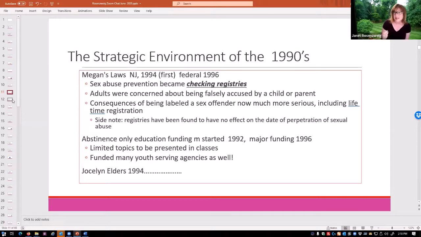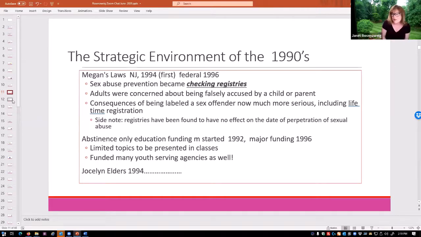Abstinence only sex education funding started in 92 with major money behind it in 96, and it limited the topics that people could talk about if you were accepting this federal money. And one thing that a lot of people don't remember about that is abstinence only education funding was not just offered to schools, it was offered to youth serving agencies. And for many of them, as other funding sources dried up in the 90s, it became their lifeblood. So all of these coaches and youth services workers that were fabulous sources of information for kids, they couldn't do it anymore. They were just unable to have those conversations.